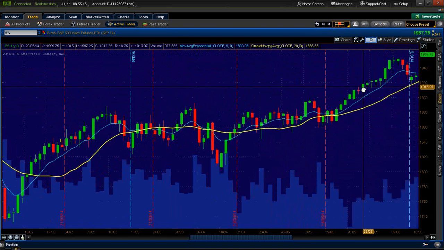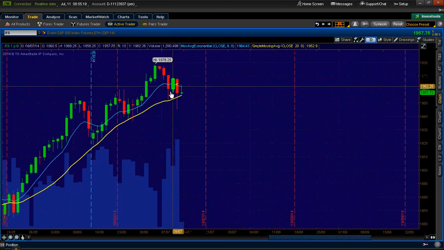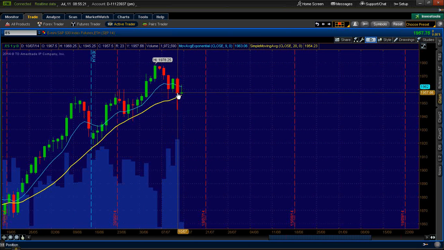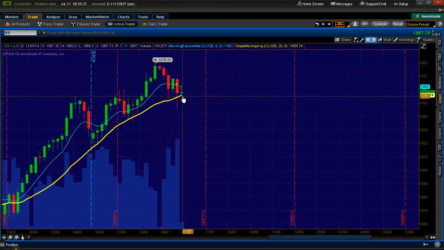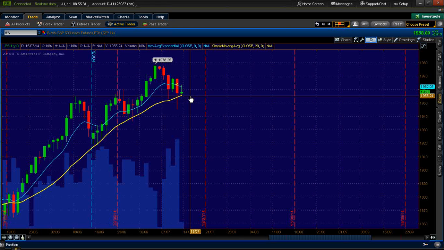On the daily, we did break down below the 9 EMA. We closed that technical gap we talked about, and we're holding the 20 SMA. This is going to be an important level that we need to hold, this 1955 on the daily.